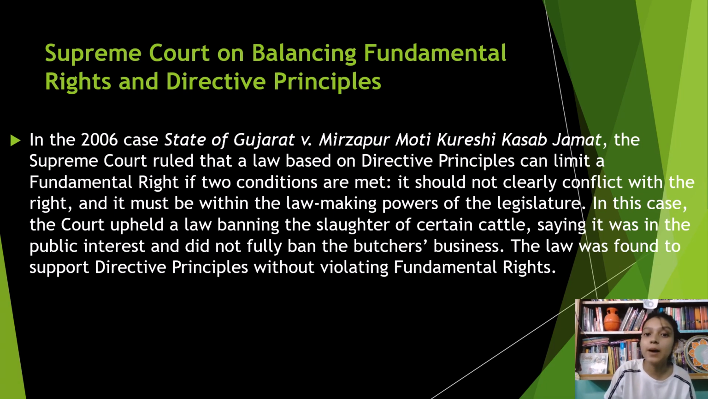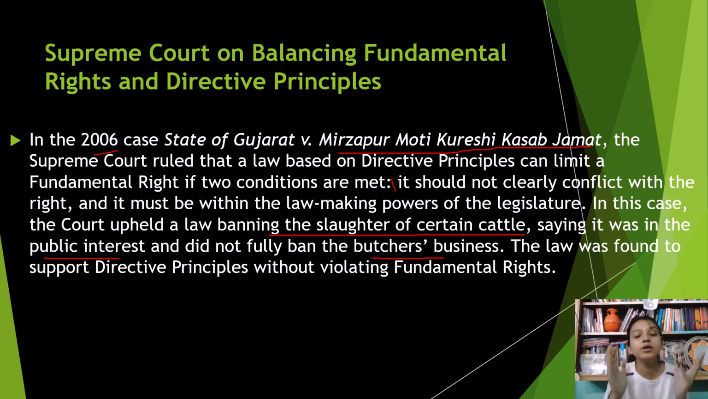Now let us know the Supreme Court on balancing fundamental rights and directive principles. Now we will understand how the Supreme Court balances both together. In the 2006 case, State of Gujarat versus Mirzapur Moti Kureshi Kassab Jamat, the Supreme Court ruled that a law based on directive principles can limit a fundamental right if two conditions are met. First, it should not clearly conflict with the right, and second, it must be within the law-making powers of the legislature. In this case, the court upheld a law banning the slaughter of certain cattle, saying it was in the public interest and did not fully ban the butcher's business. The law was found to support directive principles without violating fundamental rights.